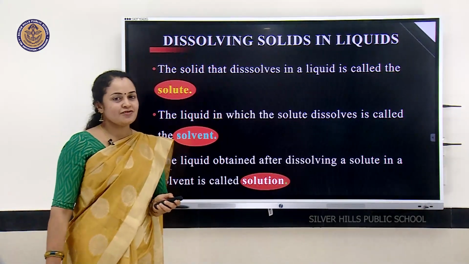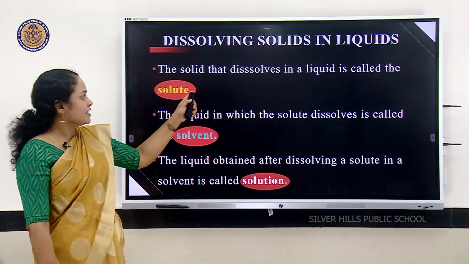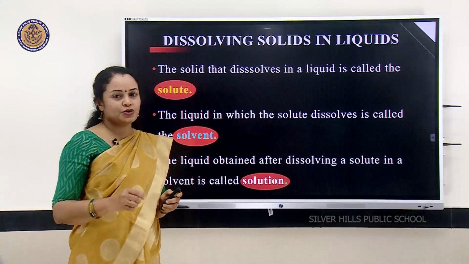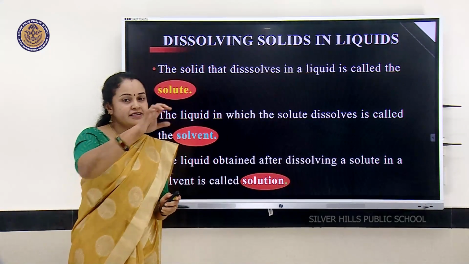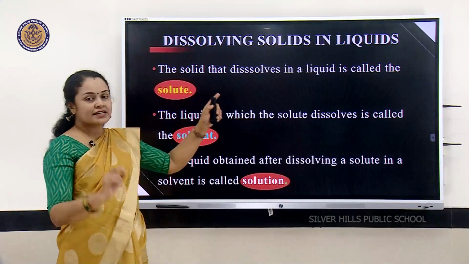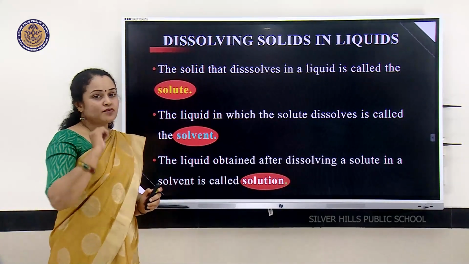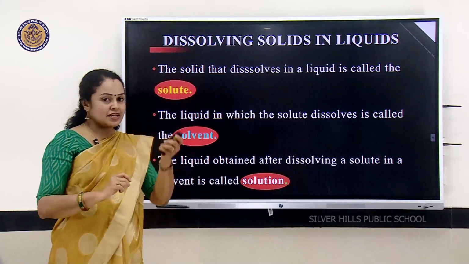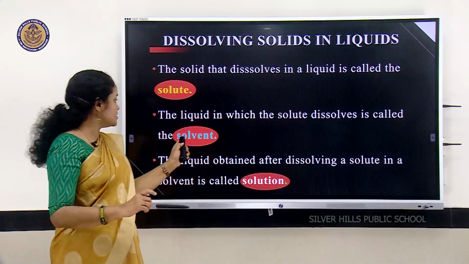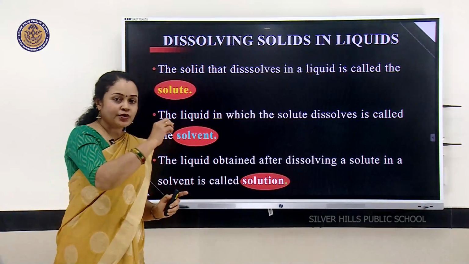Now let us see once again what solute, solvent and solution are. The solid that dissolves in a liquid is called the solute. This is what I showed you right now. The salt which I added in the water, that salt is the solute. And what about the water, the liquid which I had in my other hand? The liquid in which the solute dissolves is called the solvent. So the solute is the solid and the liquid is the solvent.